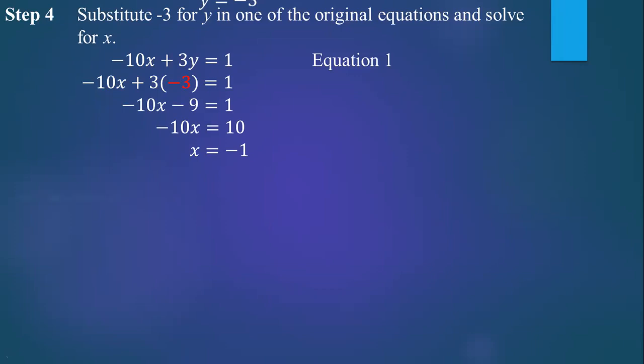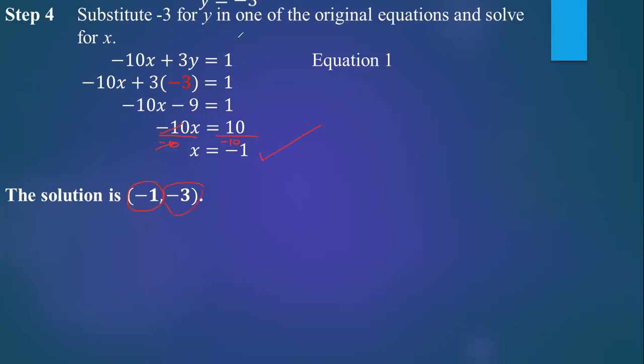So therefore we now have the value of x. Divide negative 10x by negative 10 so that we can cancel it out, and of course divide this one by negative 10, so that we get x equals negative 1. All right, so again, we have x equals negative 1 and y equals negative 3.